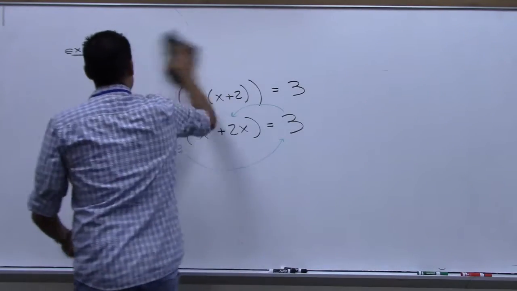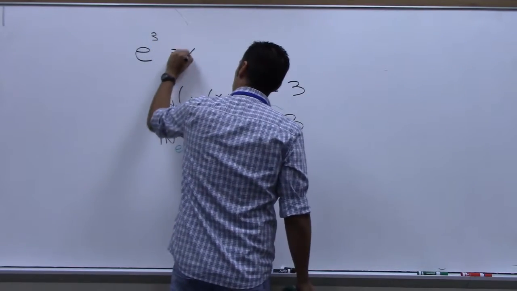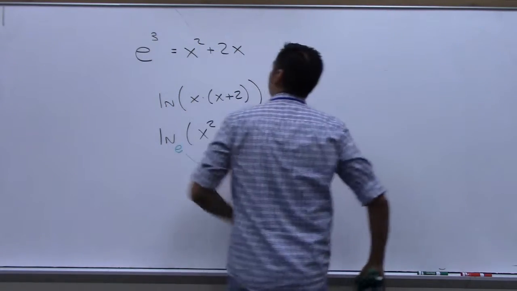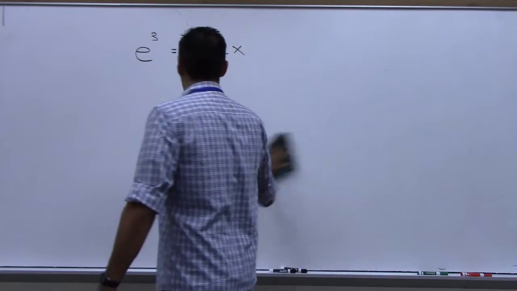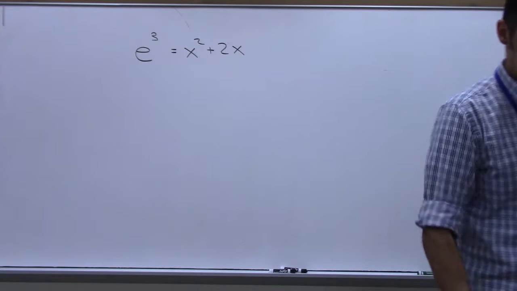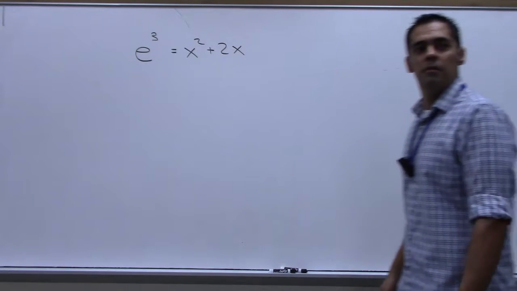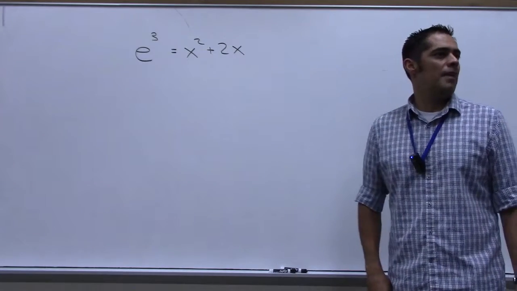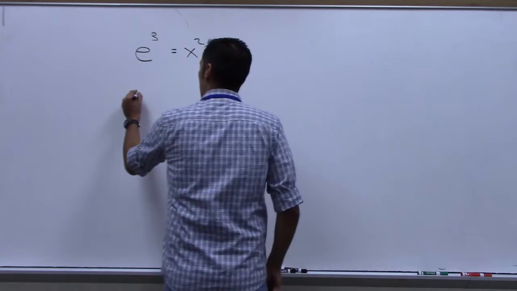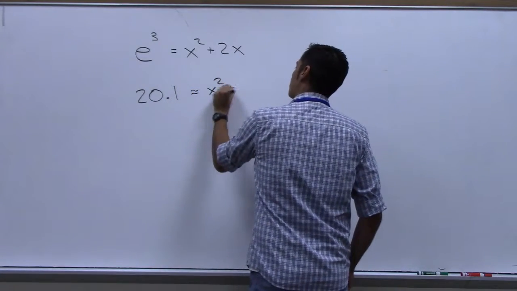Okay, so now the next thing is to rewrite that in exponential form. e to the 3 equals x squared plus 2x. And then, what do we do? Use a calculator, that's right. You're going to figure out what e cubed is, and you're going to have to approximate it. 20.085. Let's go 20.1. How about that? Good enough? Yes. All right. So 20.1 is approximately equal to x squared plus 2x.